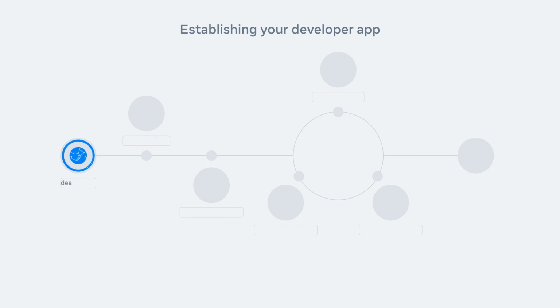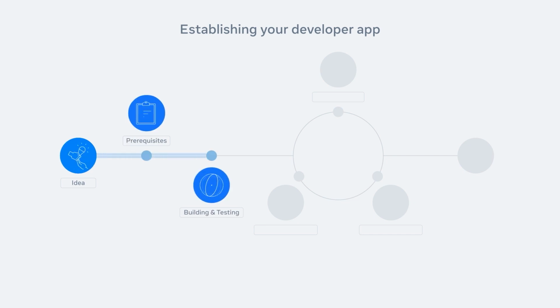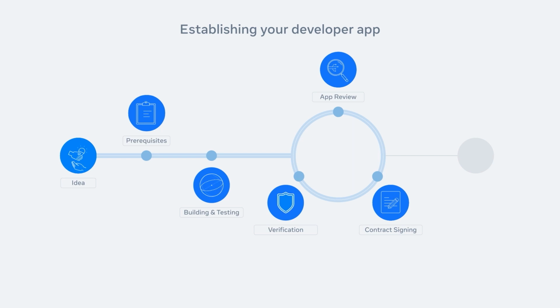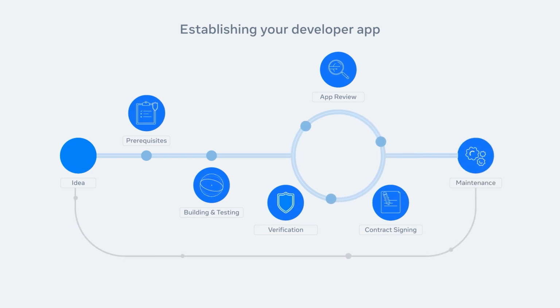First, it is recommended you define your project scope with an ideation and planning process. You should then start to map out your tech setup, and then you could start building and testing your integration. This may involve applying for additional permissions and features, which may include an app review and verification. And lastly, ensure you are routinely maintaining your developer app.